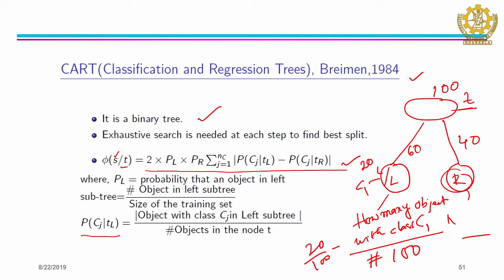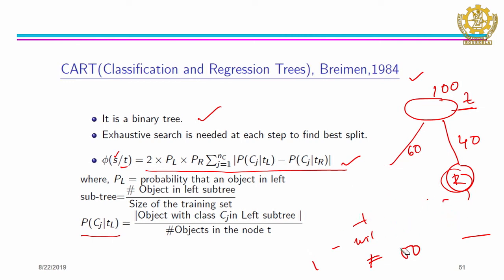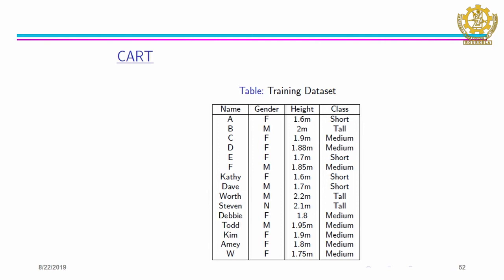That gives the entire criterion function, and wherever we get the maximum separation, that particular attribute split we will consider. Now we will work out one example. Let us say we have a data set here; this is an example we have taken from a reference book.